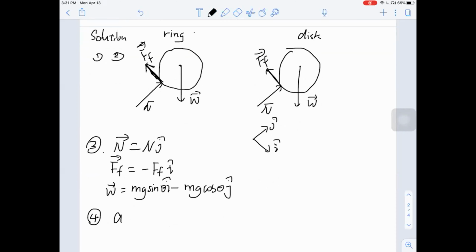For acceleration, you should always write acceleration of center mass as a_G. Since both ring and disk can only move along the slope, the acceleration is in the I direction only.